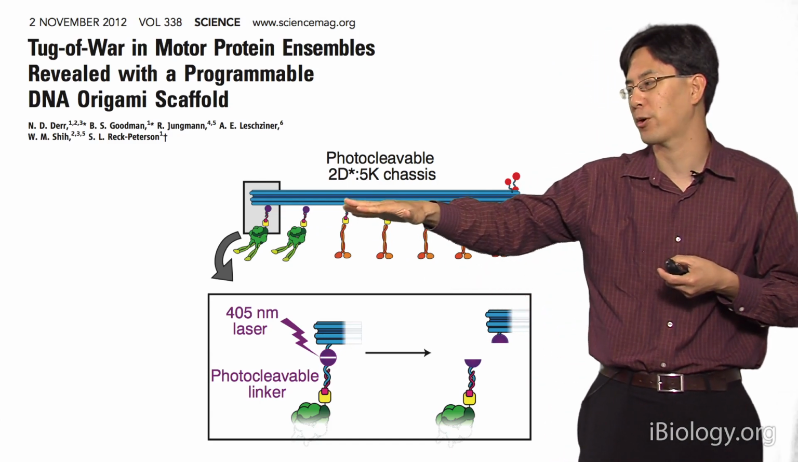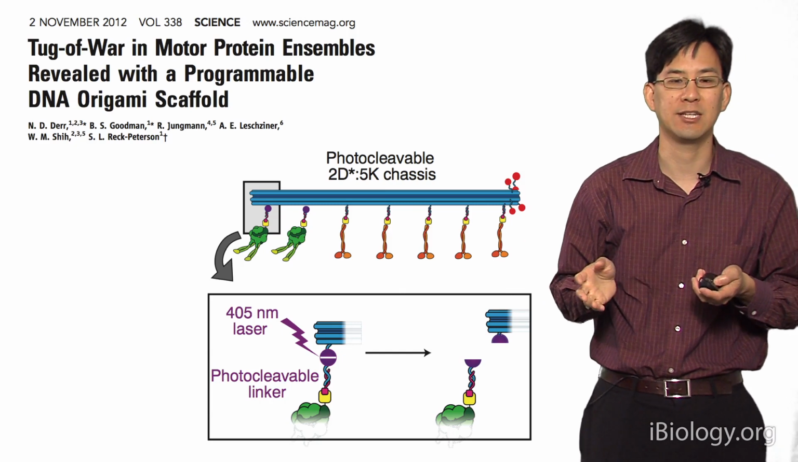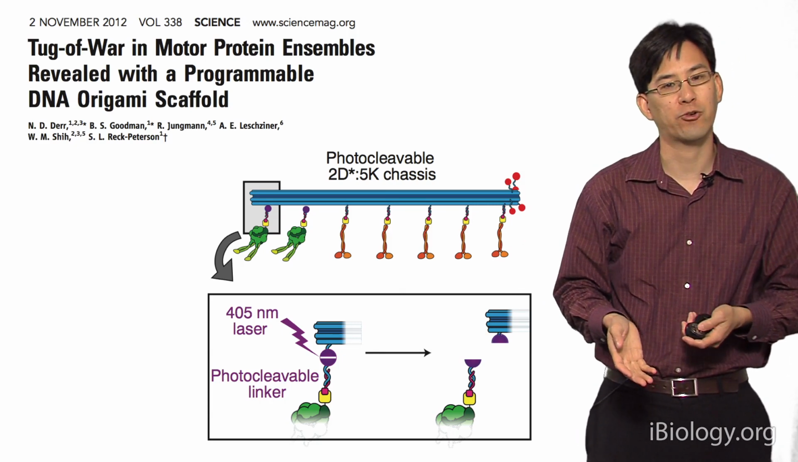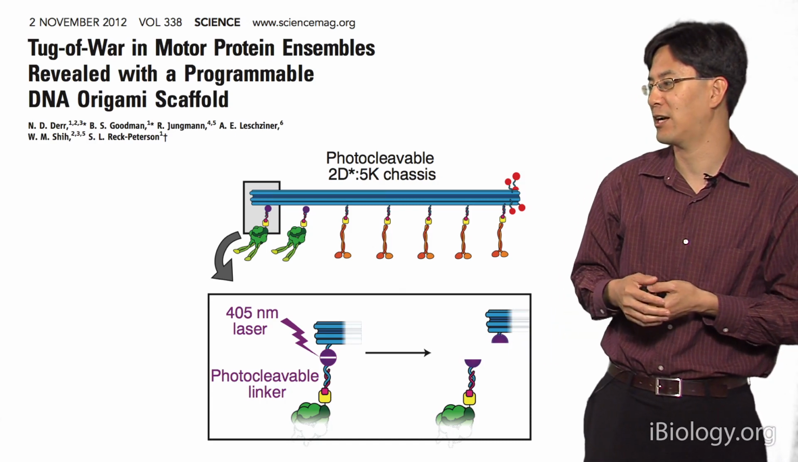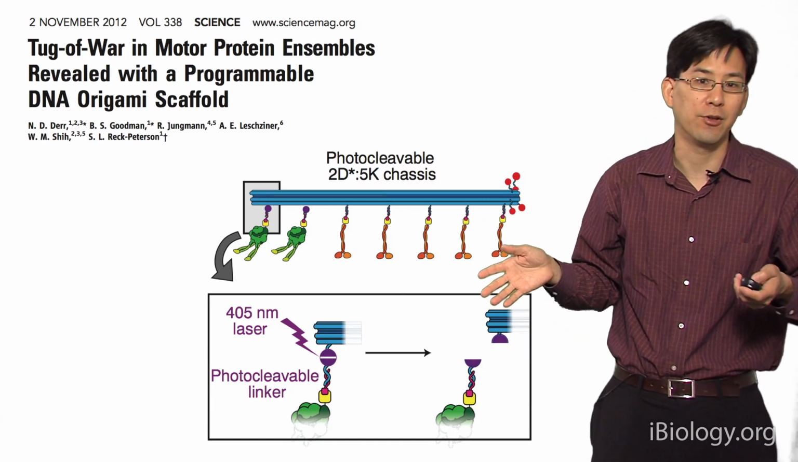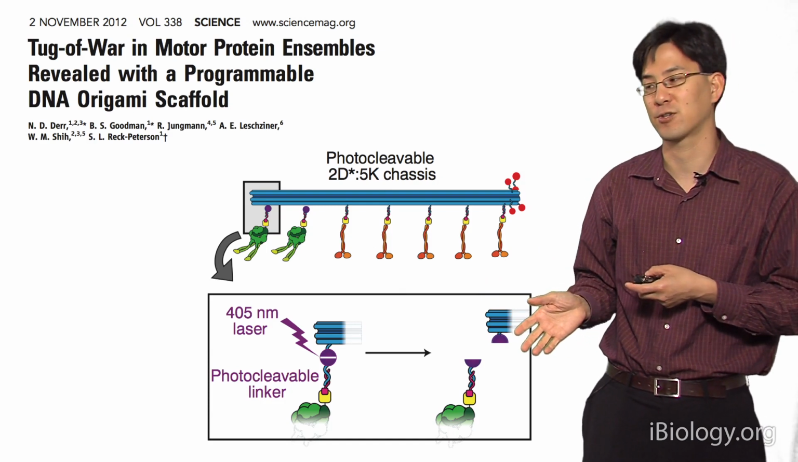So in this example, we're creating a chain gang of 2 dyneins and 5 kinesins, and we wanted to see what happens when we put this on a microtubule. Which way is it going to go? And what Nate and Brian found was that they basically stalled. There was an irreversible tug of war, at least in this first study.